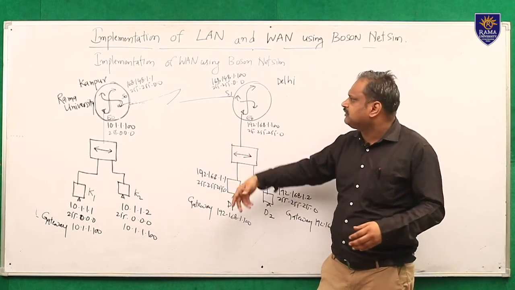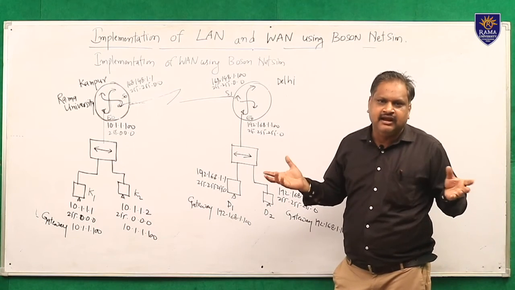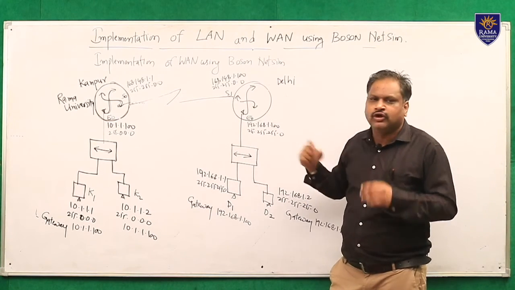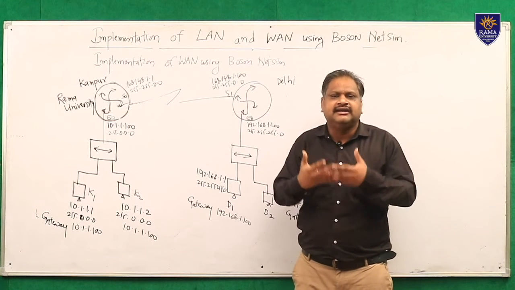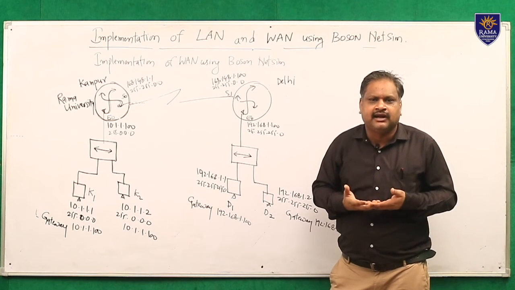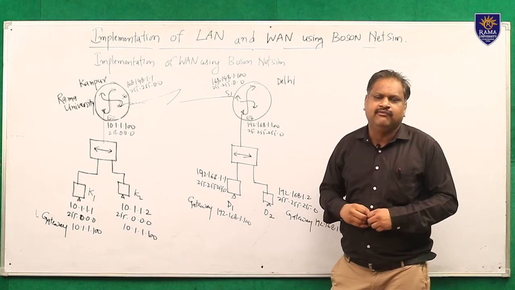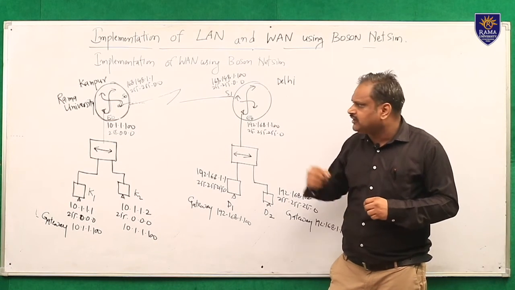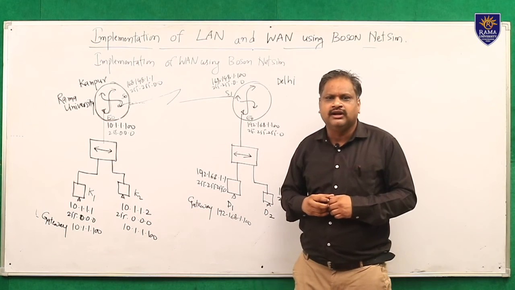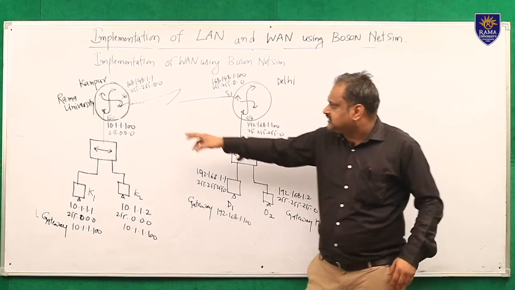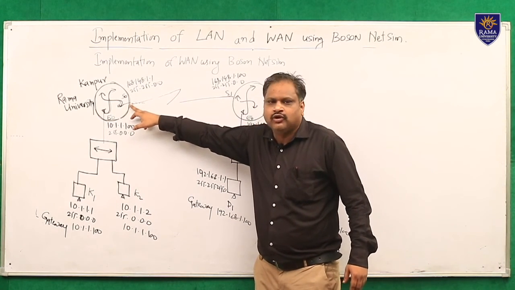You can implement multiple things across multiple cities. What we are doing here is building understanding, giving students a practical approach to implementing WAN in Boson NetSim. Here we have two types of router: modular routers and a number of non-modular ones. Just like we have S0, we have a single WAN port.